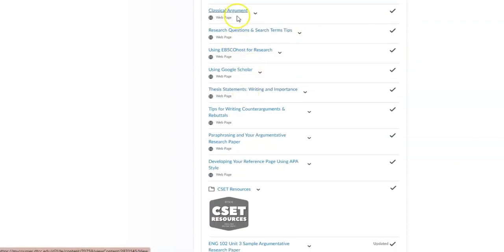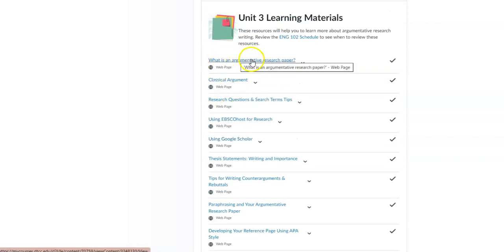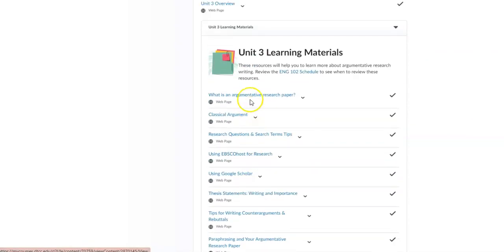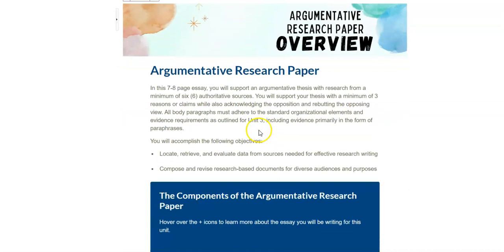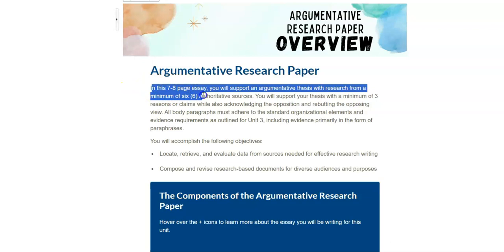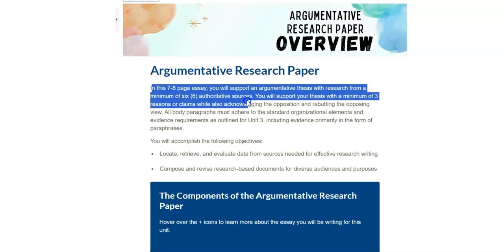So this is as if you were just reading a few pages on argument and research questions and EBSCOhost and Google Scholar and thesis statements and so on. We have this page, which I know is going to be helpful to you. What is an argumentative research paper? And it clarifies the expectations. You are writing a 7 to 8 page essay. You are posing and then supporting an argumentative thesis statement using a minimum of 6 credible authoritative sources.